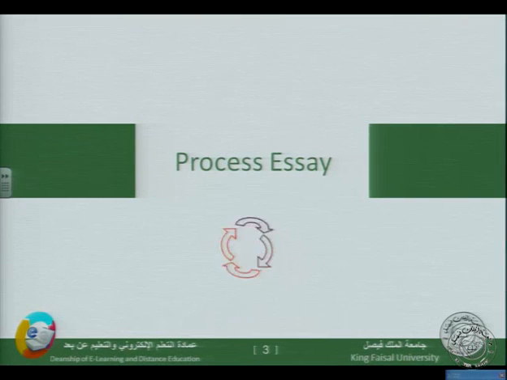When we start with the introductory paragraph, how to start with it, we have some advice for you today before you process an essay. In the next class, we're going to apply all this advice and these theories or rules, and we're going to have a practical class.